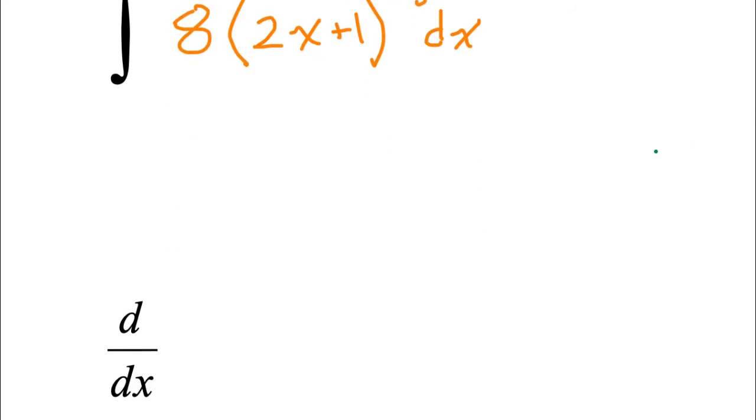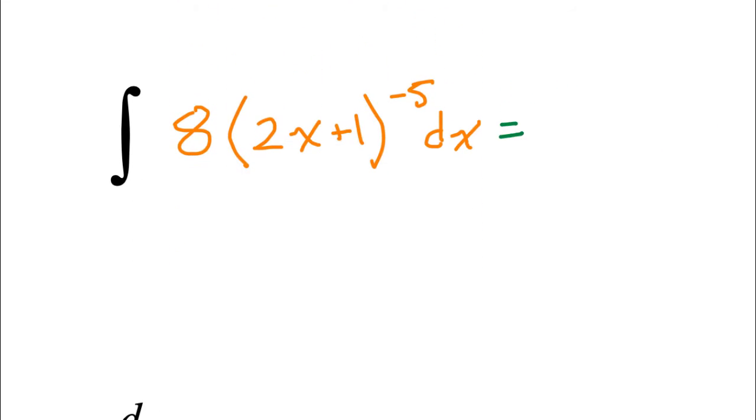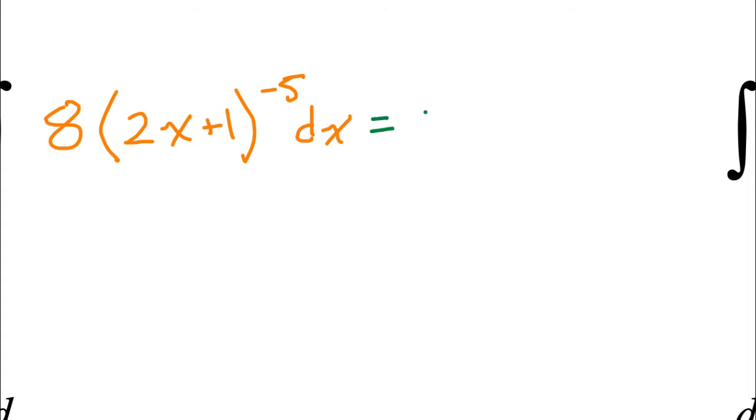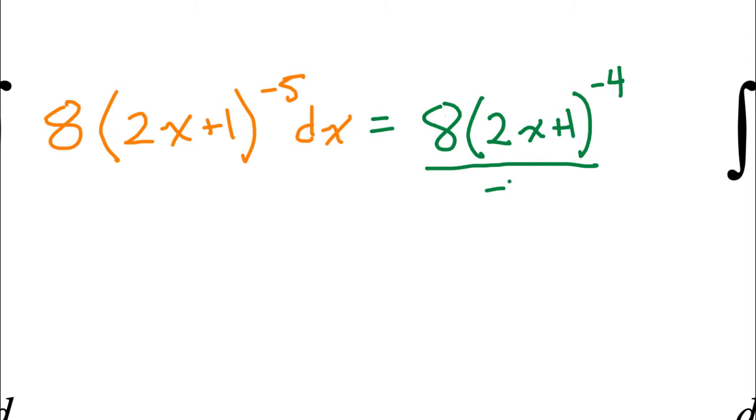Okay, I'm going to take the antiderivative. Here we go. I still have my 8. I still have this base of 2x plus 1, but no longer to the negative 5. I'm going to add 1 and it becomes negative 4. This looks very familiar, doesn't it? Divide down by negative 4. Don't forget your cake. Don't forget your plus C.